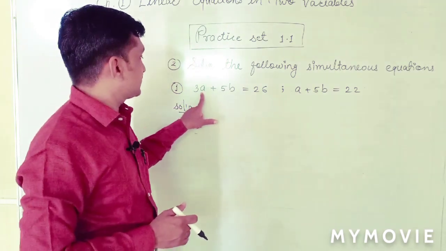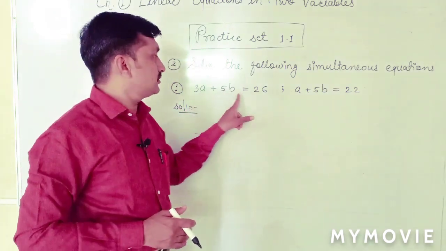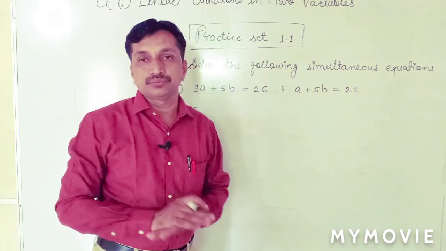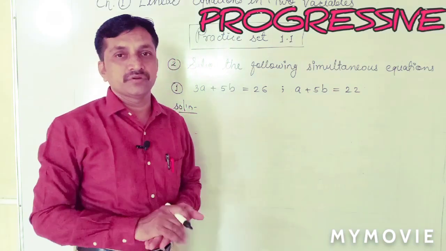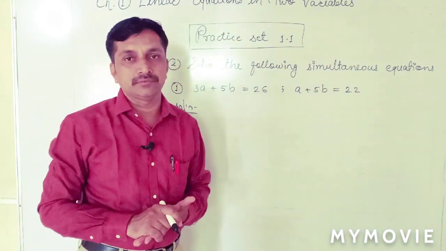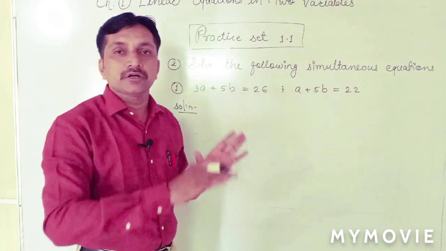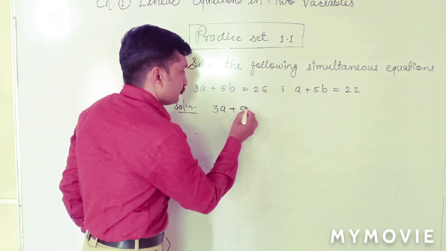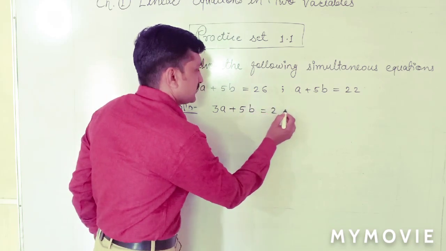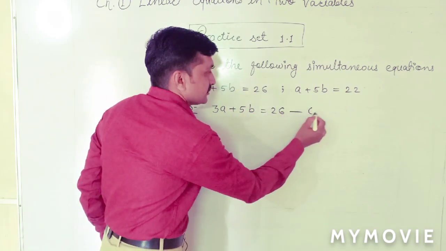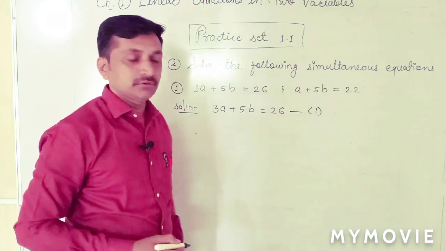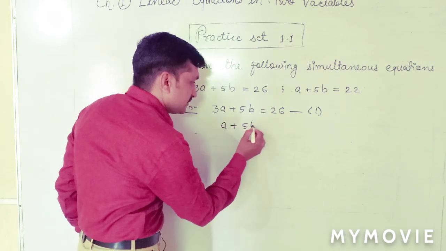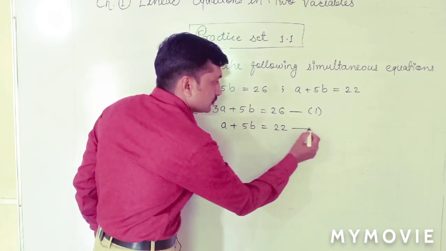Now here in this example, 3a plus 5b is equal to 26 and a plus 5b is equal to 22. These are two equations and here the variables are a and b. I write both the equations again in the solution by giving them numbers 1 and 2. First equation I write 3a plus 5b is equal to 26. Here I give it number 1. Second equation I write down here, a plus 5b is equal to 22.